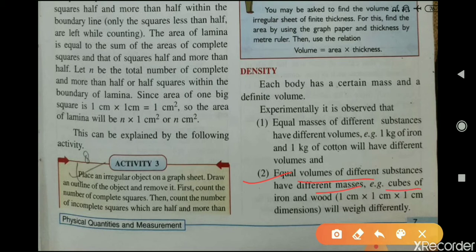For example, cubes of iron and wood will weigh differently. Means the cube of wood and the cube of iron both weigh differently. This one will be heavier compared to this cube. Understood?